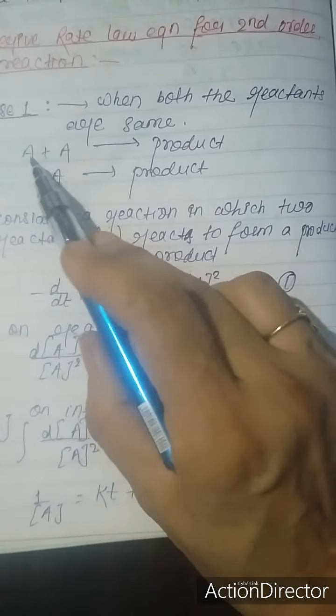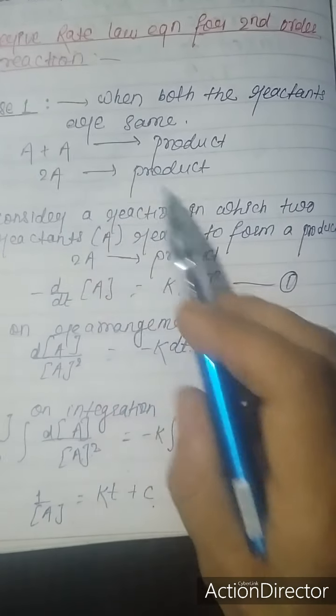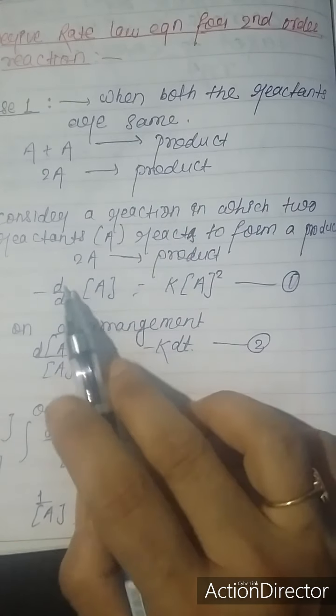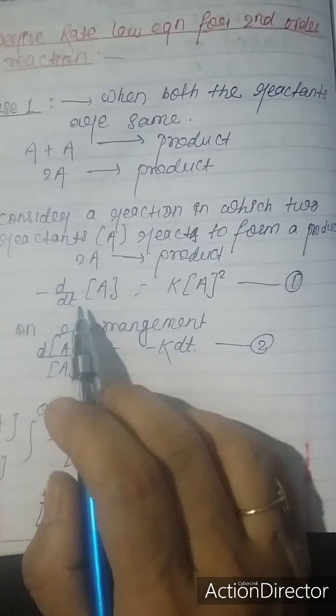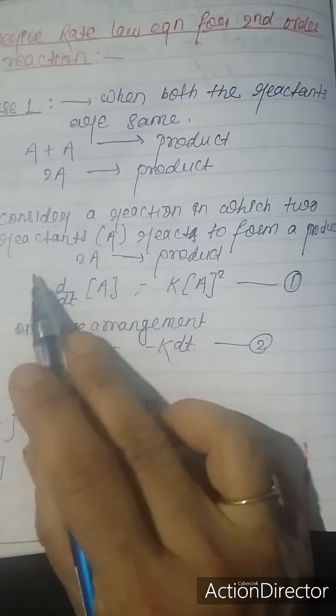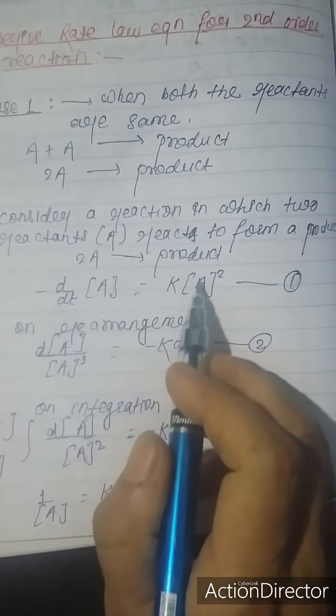So I am taking the reactant as A. So A and A, that is 2A. These reactants are getting converted into product. So consider a reaction in which two reactants are getting converted into product. The rate law equation for this will be: the rate of change with respect to A will be equal to K A square.